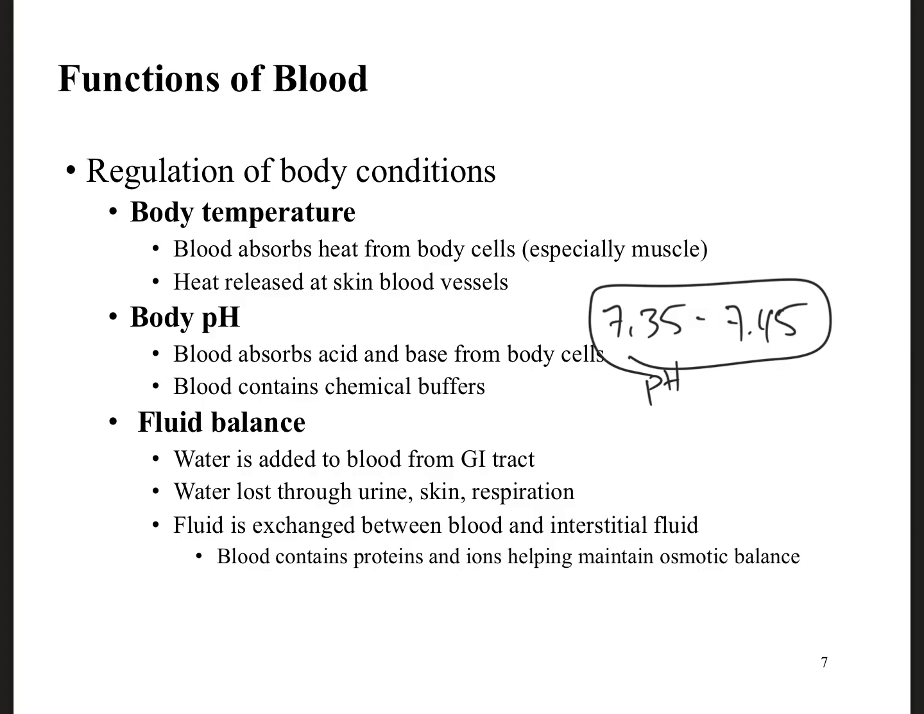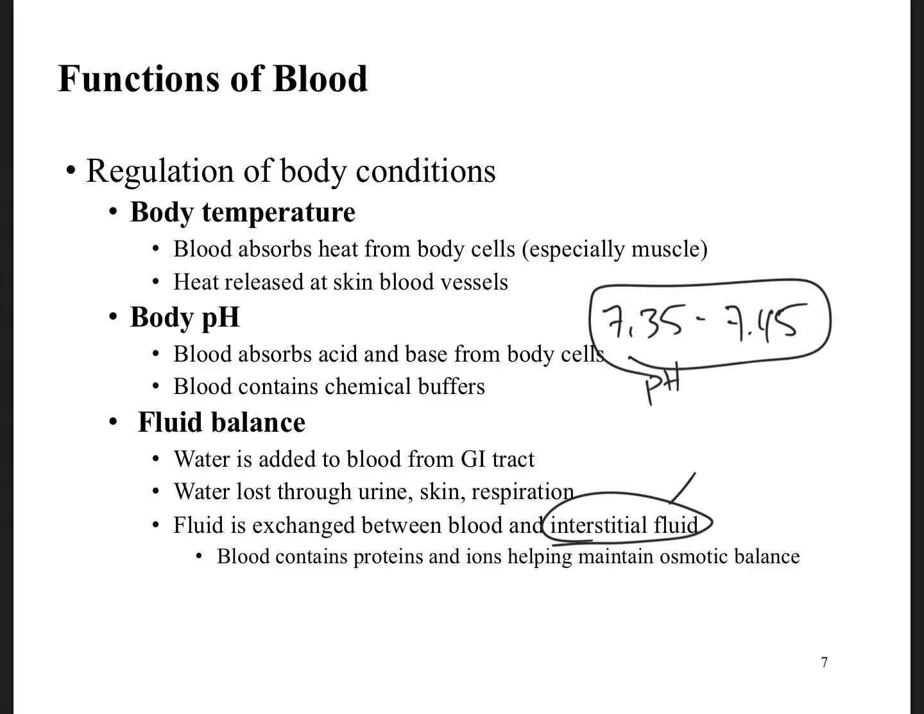And somewhat related is fluid balance. Your blood is a closed system. Your blood vessels should be closed. You have a certain volume of blood that you're walking around with all the time. You will lose some water to the environment, and some water may come out of the blood through plasma loss. But water is added to the blood through absorption in the GI tract, and lost through urine, skin, sweat, and respiration, breathing. So the fluid exchange occurs between the blood and the interstitial fluid.